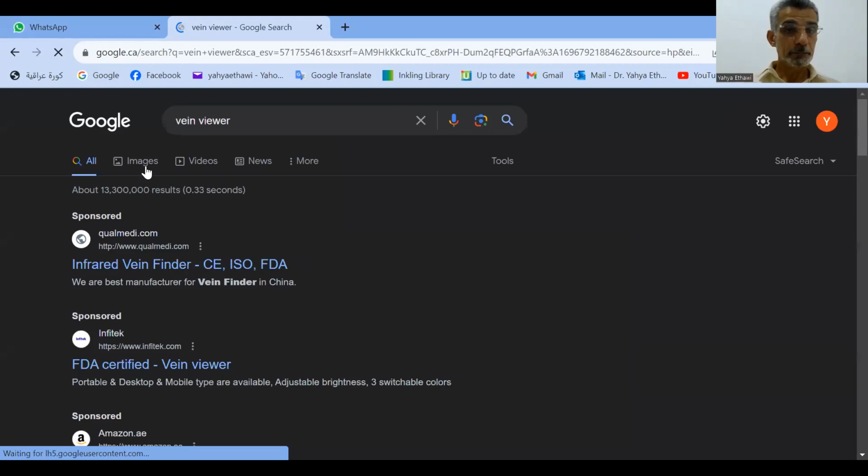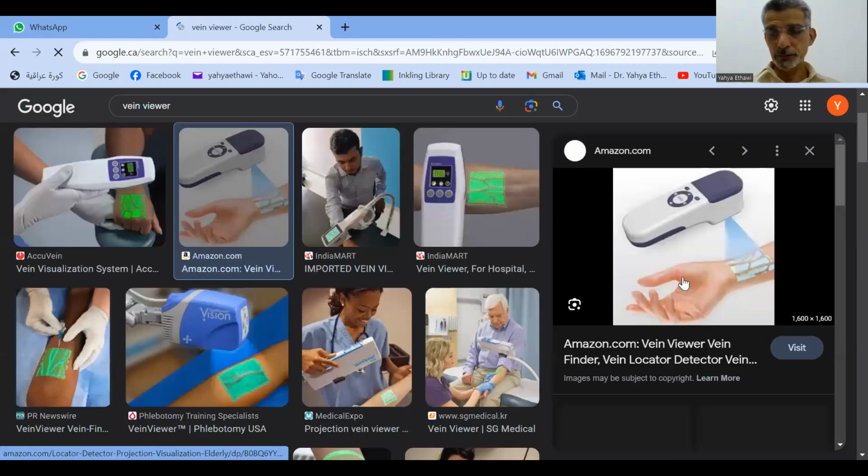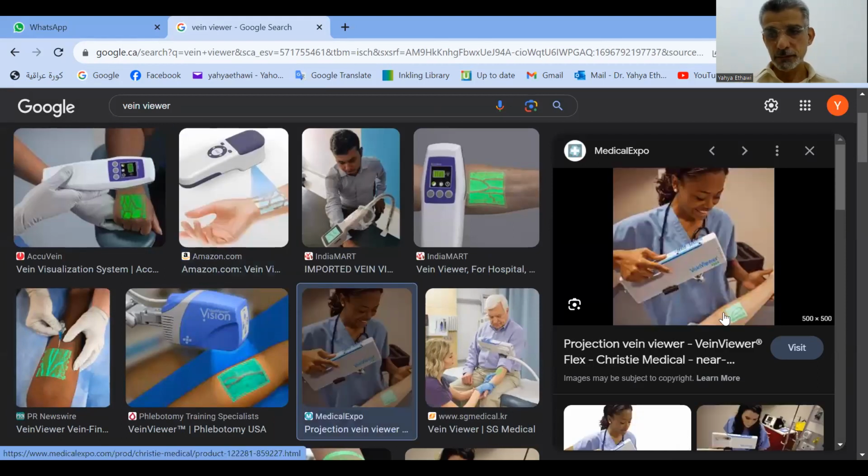You see it? This is a vein viewer. You see how you see the veins? Look at the vein. You see this? Do you see my screen?